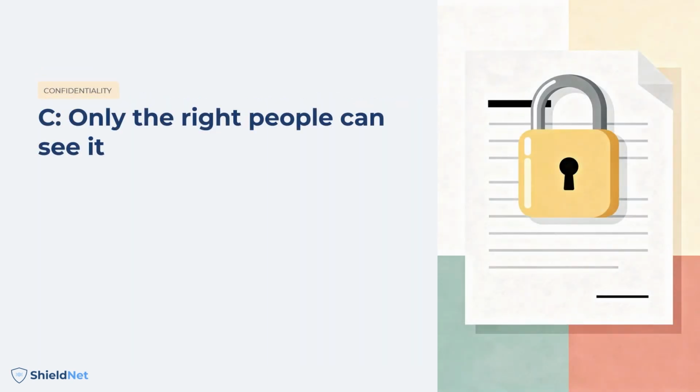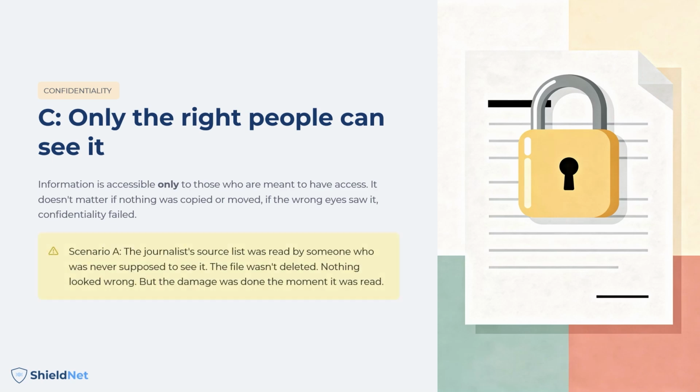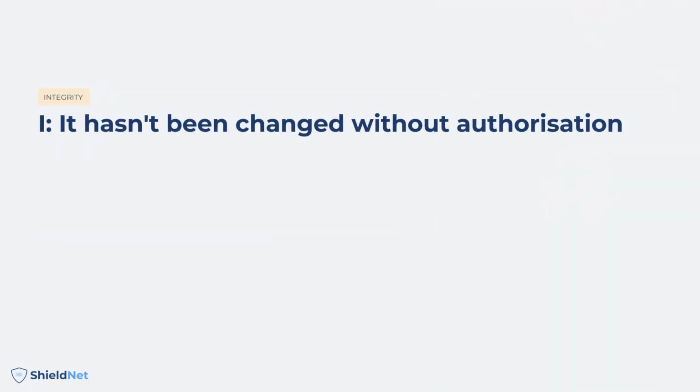C. Confidentiality. Only the right people can see it. Confidentiality means that information is accessible only to those who are supposed to have access to it. It is the principle most people associate with security, keeping secrets secret. Scenario A was a confidentiality failure. The journalist's source list was seen by someone who should never have had access to it.